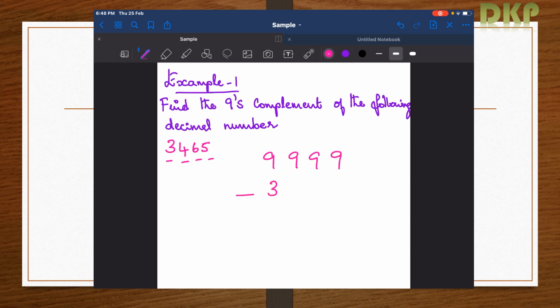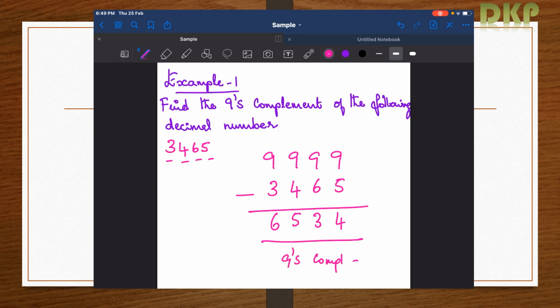Subtract this 3465 from these 4 nines. What will you get? What is 9 minus 5? 9 minus 5 is 4. 9 minus 6 is 3. And 9 minus 4 is 5. And 9 minus 3 is 6. So this is the answer that you get for nines complement. This is your nines complement of 3465.